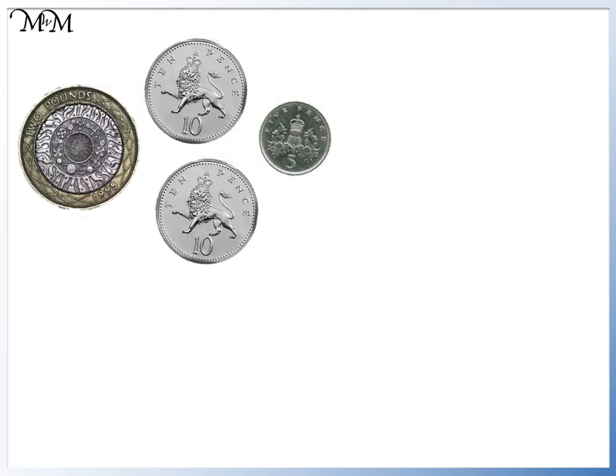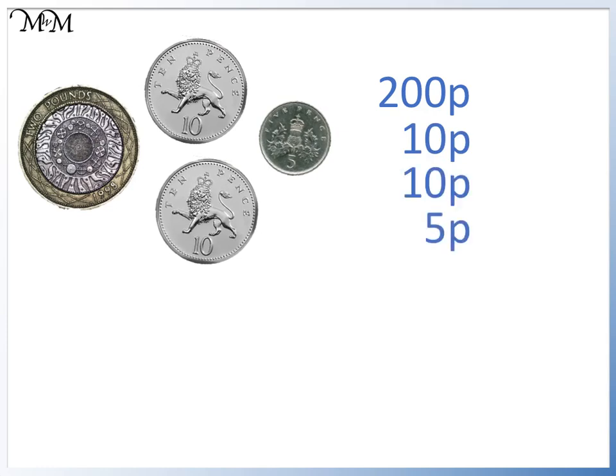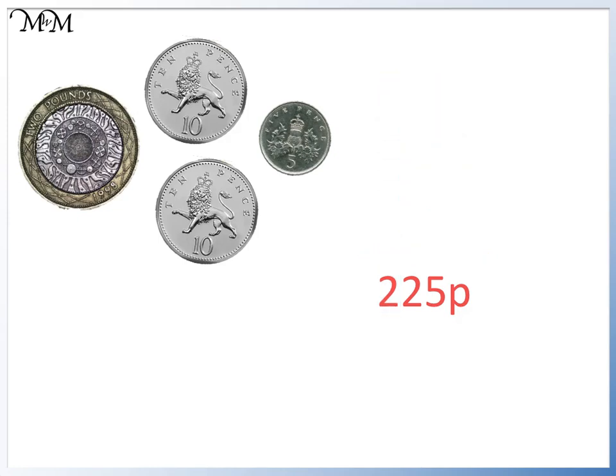Here's another example. We have £2, which is the same as 200 pence. We have 10p, 10p, and 5p. Adding from right to left, we can see that we have 5, 1 plus 1 equals 2, and then 2. So we have a total of 225p.